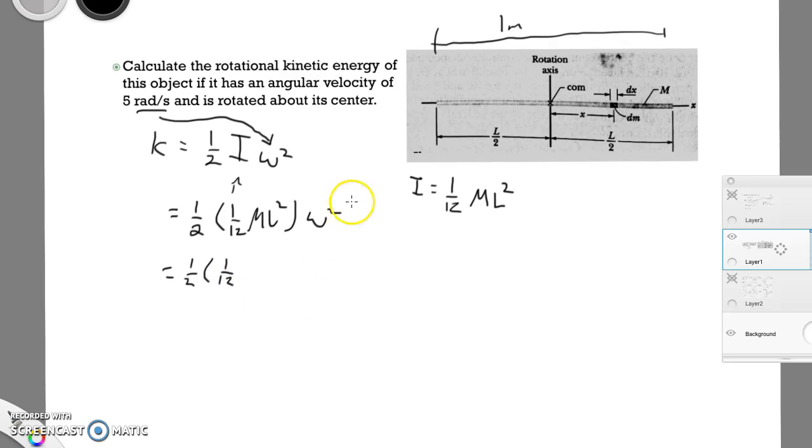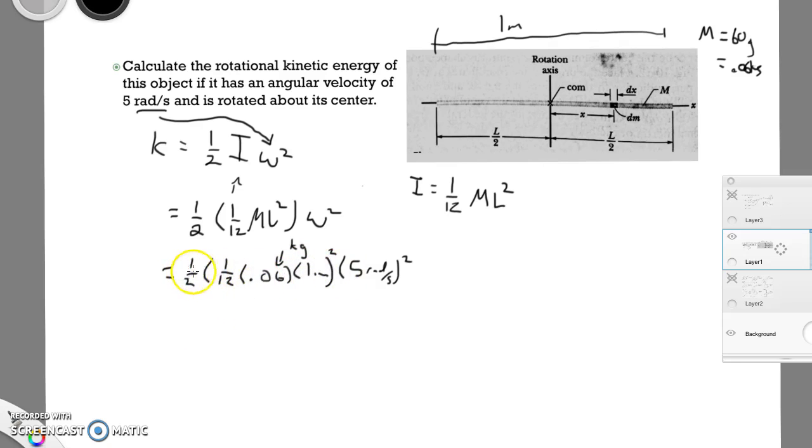So 1/2 times 1/12. Let's say it has a mass of 60 grams. That's about the mass of a meter stick. So that'd be 0.06 kilograms. So 1/12 times 0.06 times 1 meter, and then we're going to have 5 radians per second, which we're going to square. This is kilograms, by the way, we're squaring this, that's meters. Let's pay careful attention to the units and see if we end up with joules.